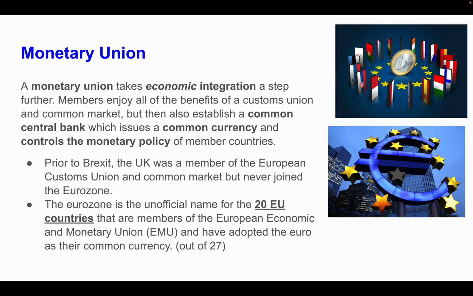So an example of this, again, is the EU, but specifically the Eurozone, which is the unofficial name for the 20 EU countries that are members of the European Economic and Monetary Union and have adopted the euro as their common currency. So there's like 27 EU countries, right? But only 20 use the euro. So, for example, Denmark is an EU country, but they still use the krone instead of the euro. But places like Italy, Germany, and France, they use the euro.